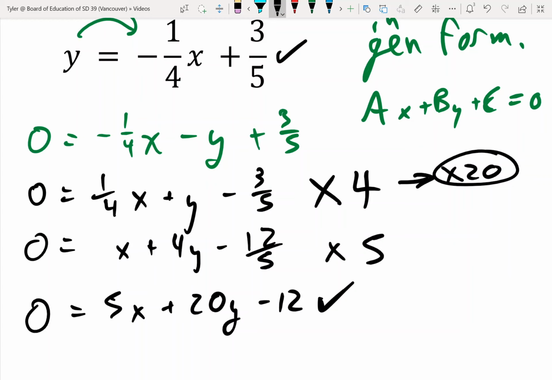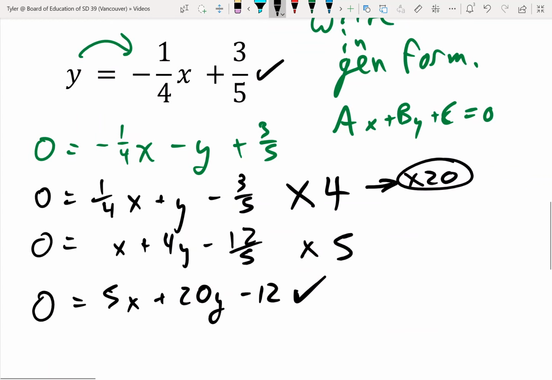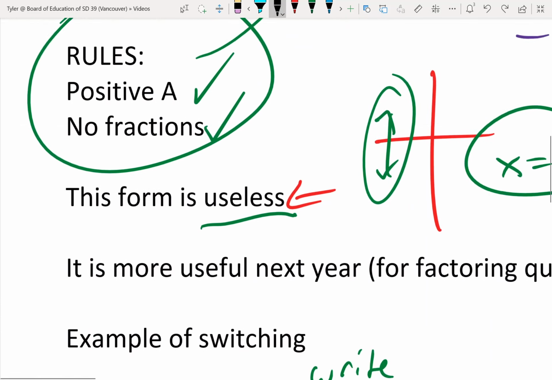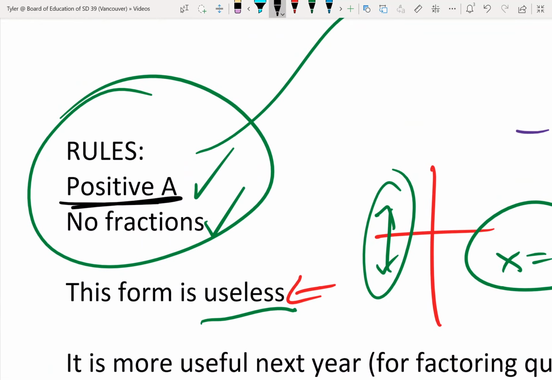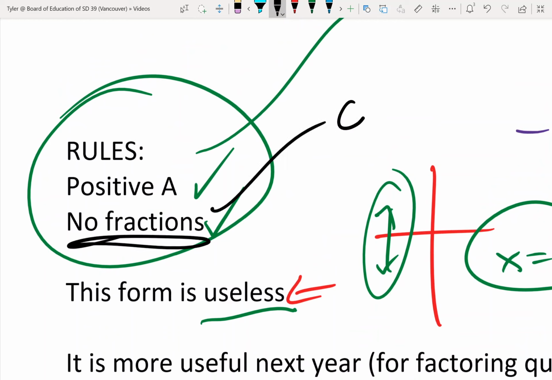So the key thing to remember, I think, for general form, is to isolate it so everything is together, 0 equals or equals 0. And then the other thing is the first number has to be positive. You can't have fractions. And when I say fractions, obviously you can't have decimals either, okay? That's not okay. That's the same as half x. All right, cool.